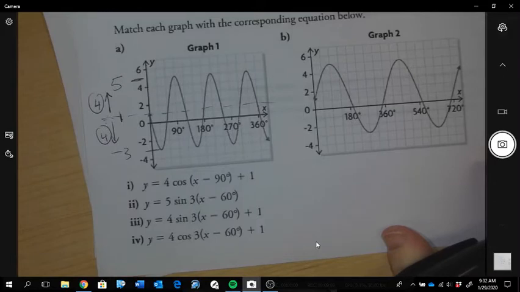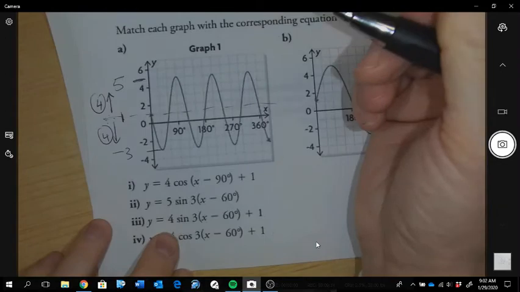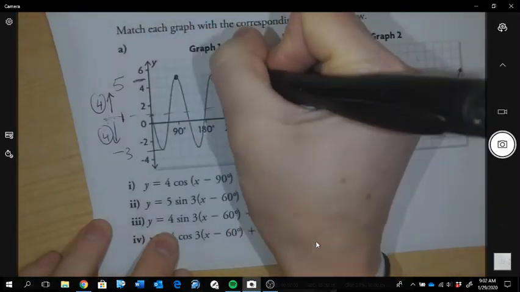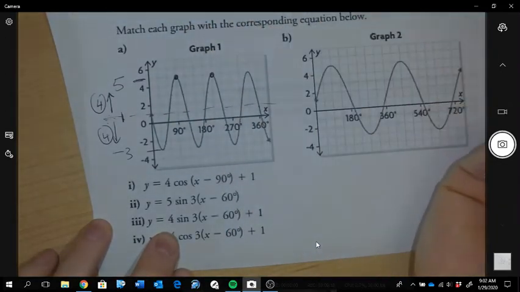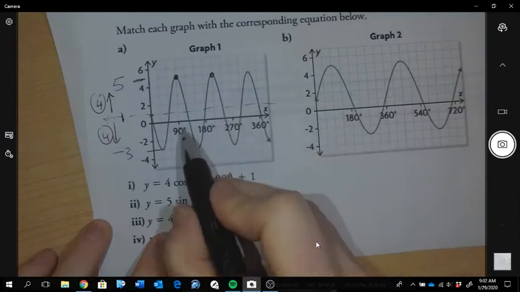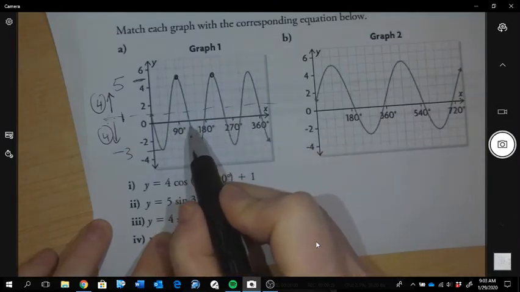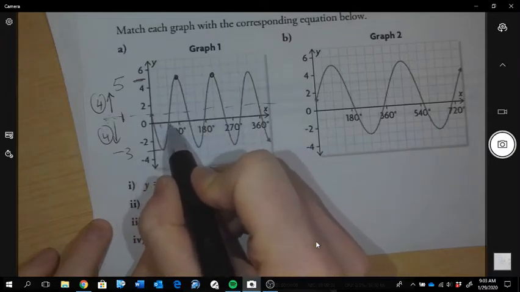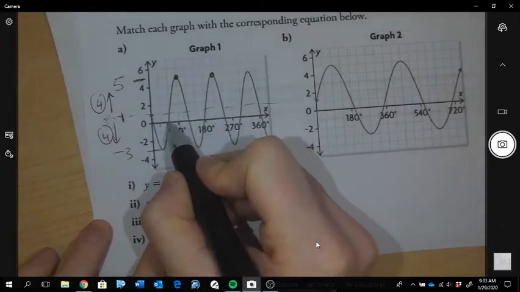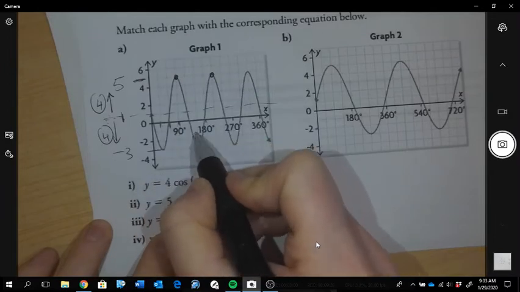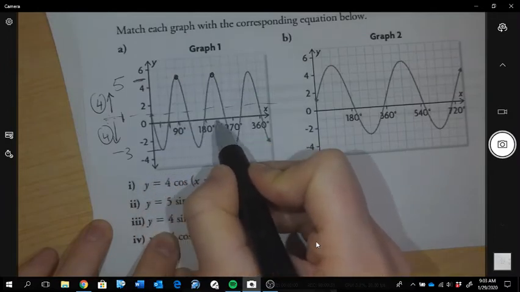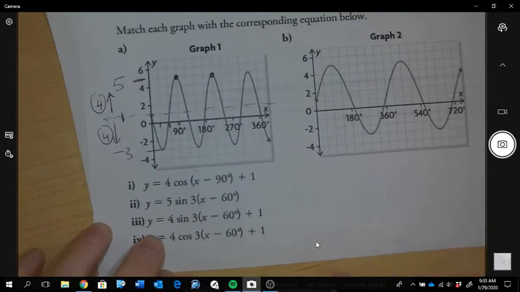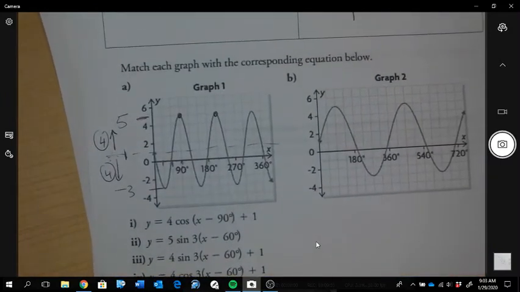Now, let's look at our period. So let's take from here to here. So that is a period. So that's 90, and what are these increments here? 1, 2, 3, 30 degrees. Every move is 30 degrees. So 90 to 10. So it took 210 degrees.